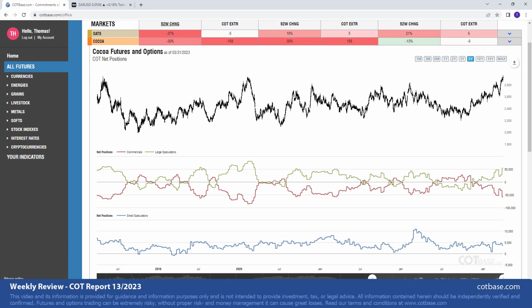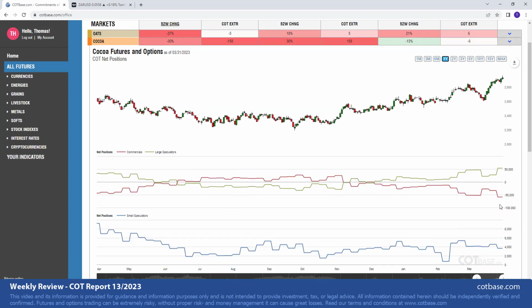So let's move on and have a look at cocoa. Here we have a 30% change in commercials net positions on the 1-year chart, where we have sufficient amount of data. You can see that this is a bearish COT change signal, but in this case we are getting it in good timing, because I like to get COT change signals when the market is headed in the opposite direction, meaning we are headed higher but we're getting a bearish COT change signal. So that's good to know.